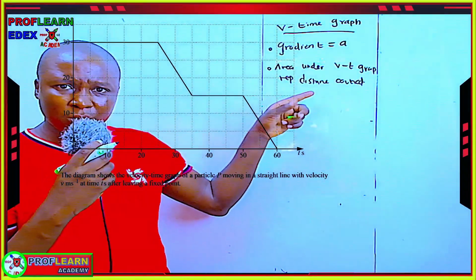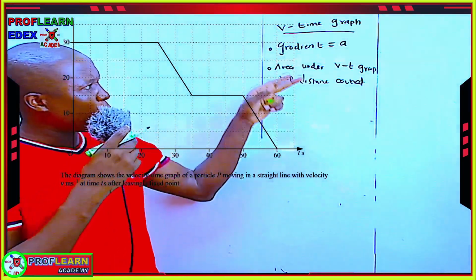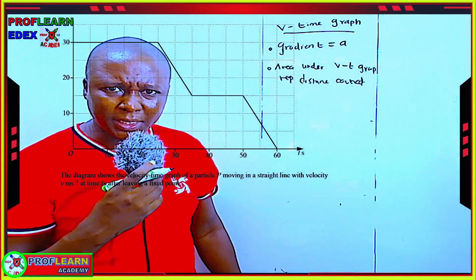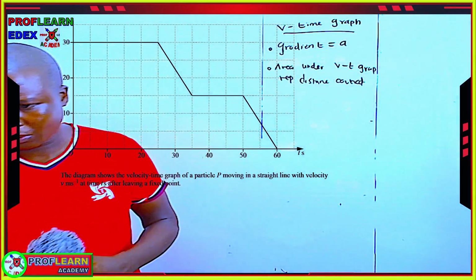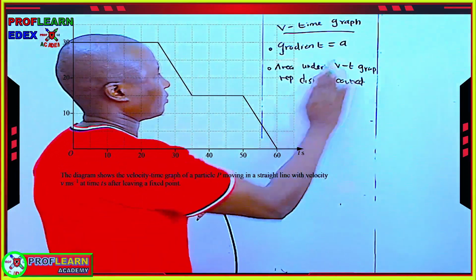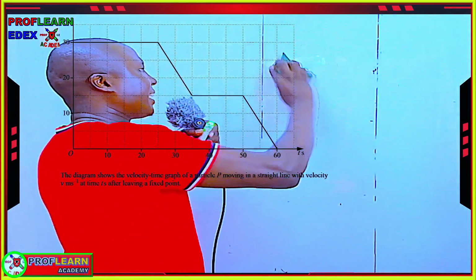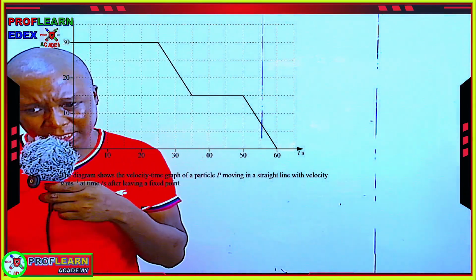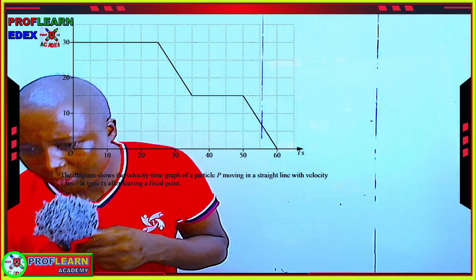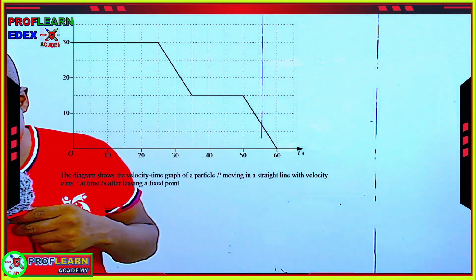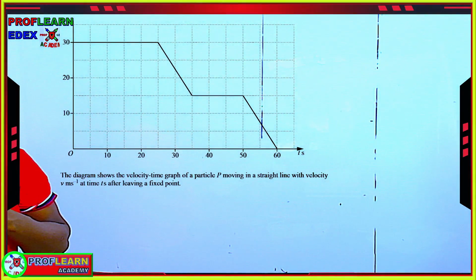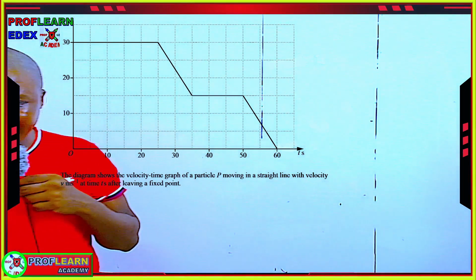Now, working out the area under the graph will give you the distance covered by the object. Working out the gradient of this will give you the acceleration of the object. And there is nothing much apart from whatever we have mentioned here. You're going to be asked this particular kind of question. So let's see what the next question is. They are saying, find the distance traveled by the particle P.